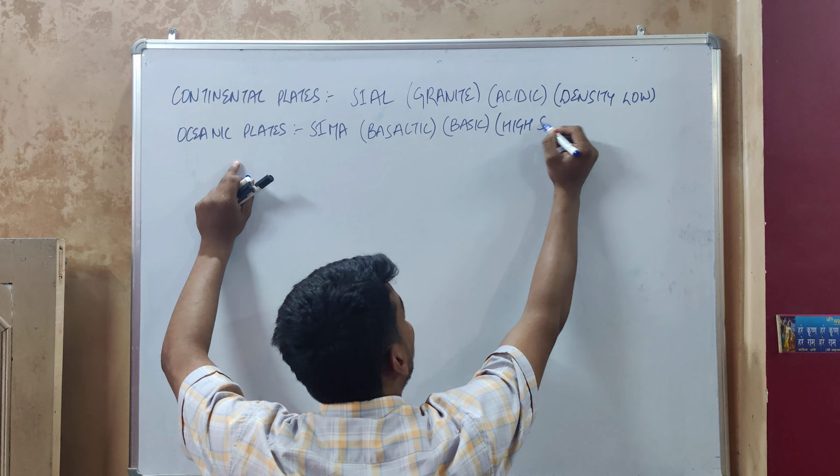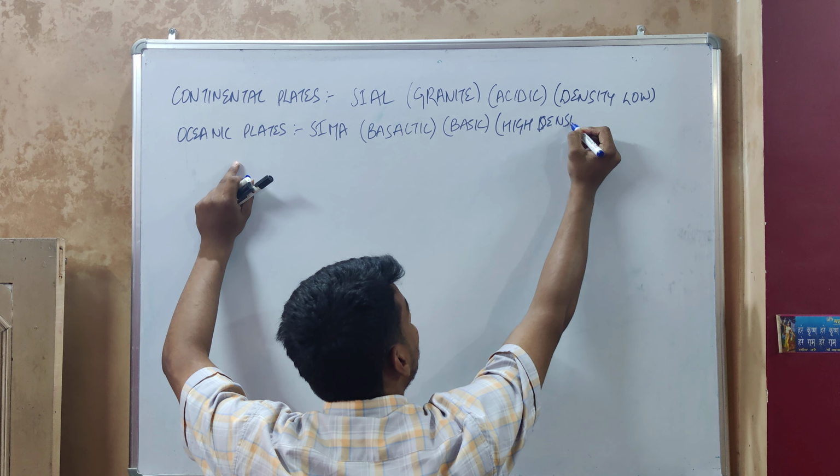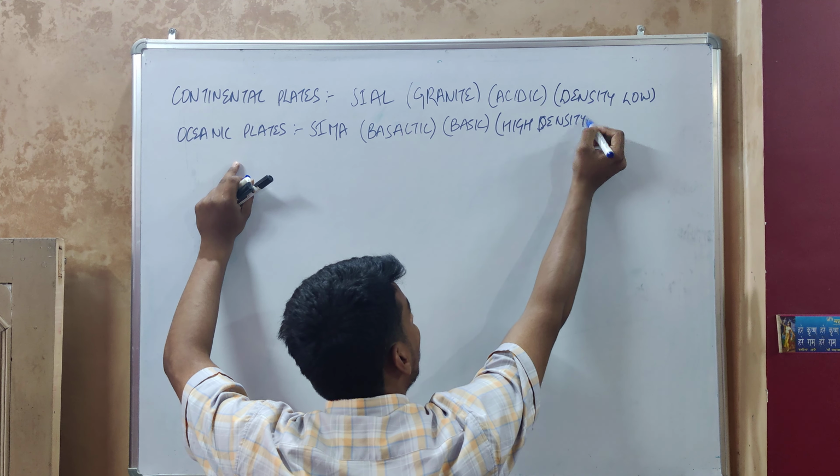Also, if we talk about density, then obviously we know that the granite density is low. So the density of continental plate is low, whereas the density of oceanic plate is high. This density part will help you understand how the convergence and divergence happens, right? So we are moving into the topic now. We will be looking at convergent and divergent boundaries. So let's understand what the divergent boundary is first.